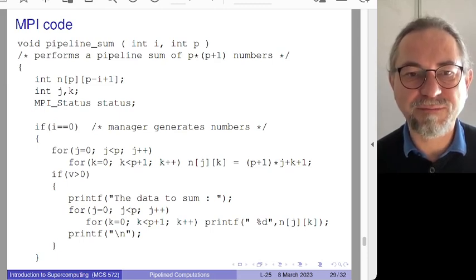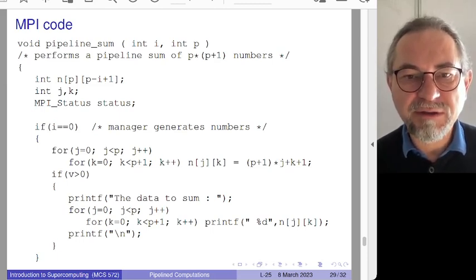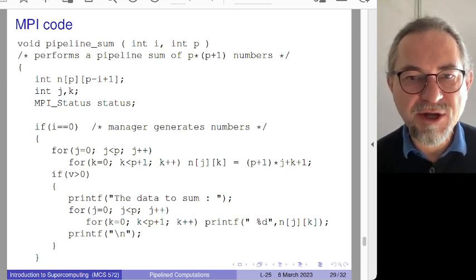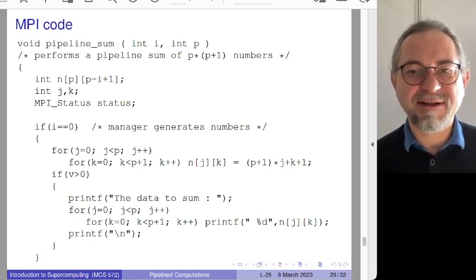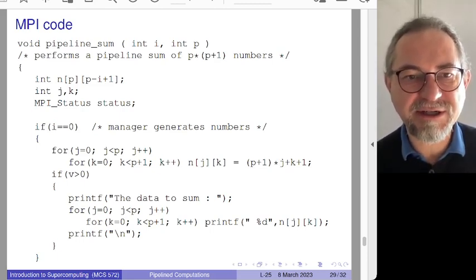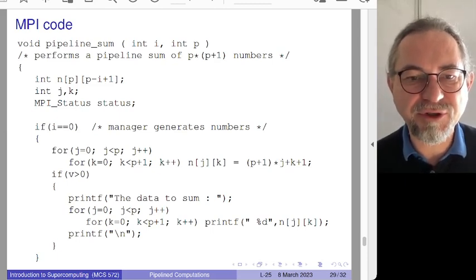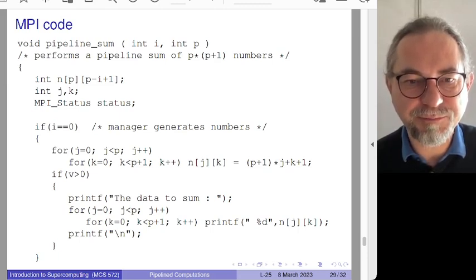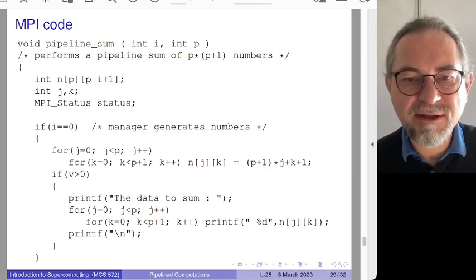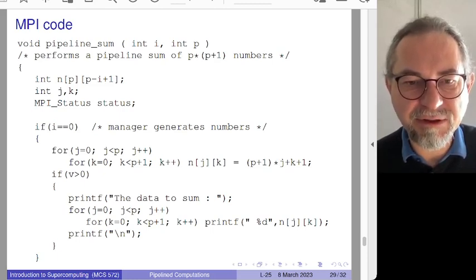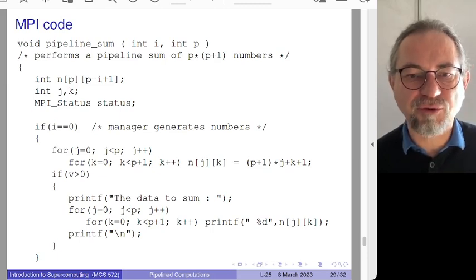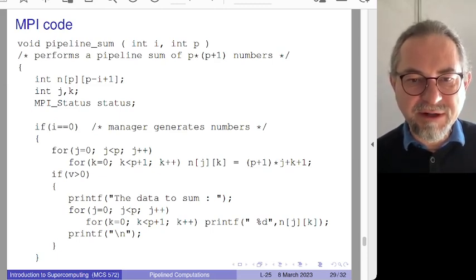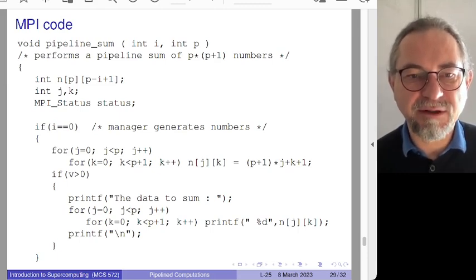That is the code for the manager. The manager will generate the sequence of numbers. The numbers are stored in a matrix, which made it somehow more logical and convenient. So we have the data that is being summed. The numbers are actually stored, and you can see the linearization in the print statement.